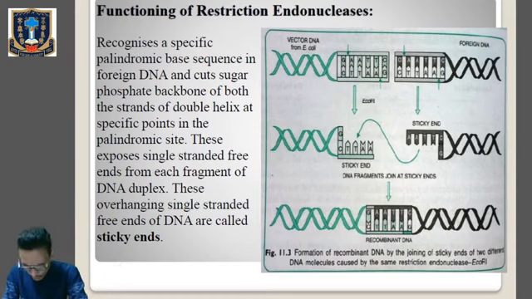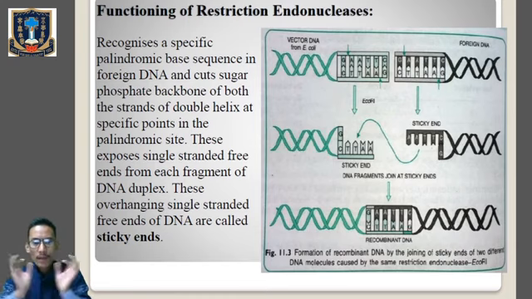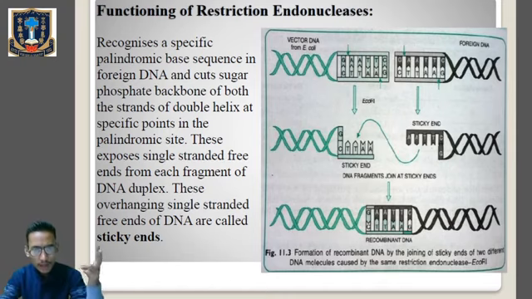Now let's come to the functioning of the restriction endonuclease enzyme. This enzyme will recognize a specific palindromic sequence in the foreign DNA and cut the sugar phosphate backbone of both the strands of the double helix at a specific point in the palindromic site. That means these enzymes will recognize the palindromic sequences in foreign DNA, and after recognizing it, will make a cut at the sugar phosphate backbone of both the strands of the DNA molecule.